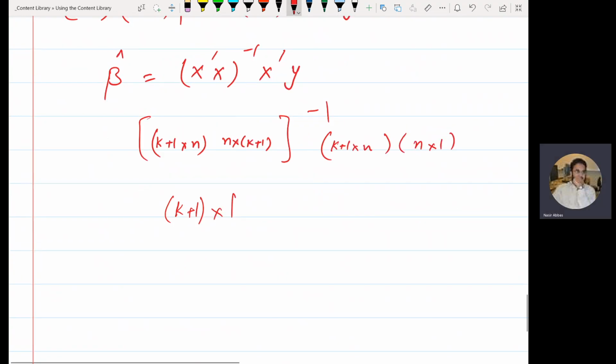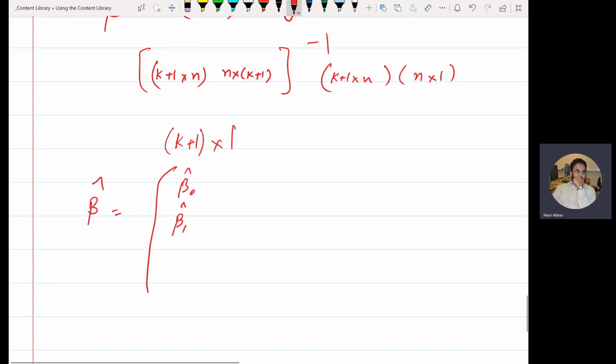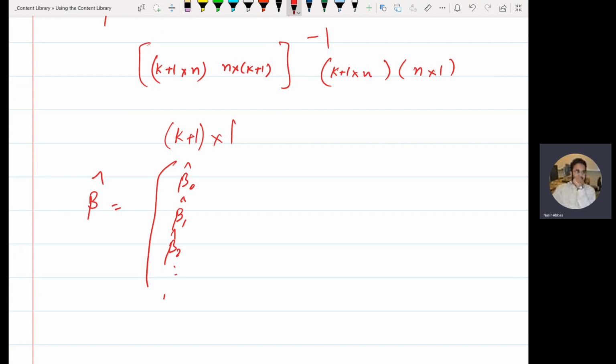So it will be something like this. It will be beta naught hat. The first value of this column will be beta naught hat, then beta 1 hat, then beta 2 hat, all the way up to beta k hat. Now it's your choice. You want to write it in terms of matrices, or you want to take these numbers and write it as an equation. You can simply write it as an equation.